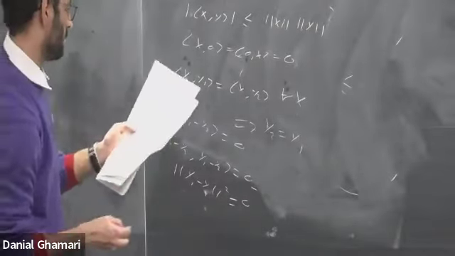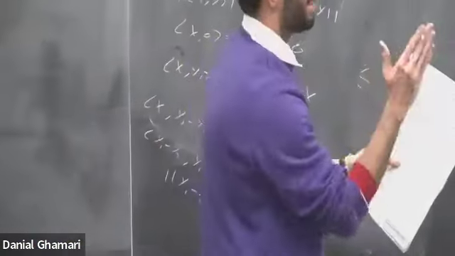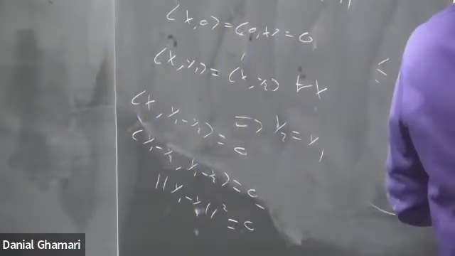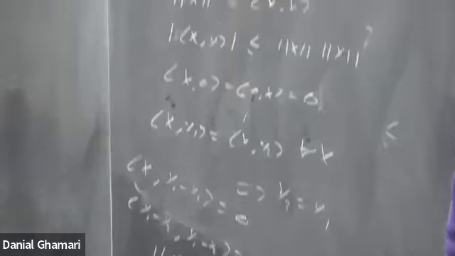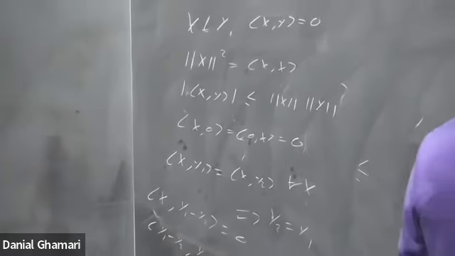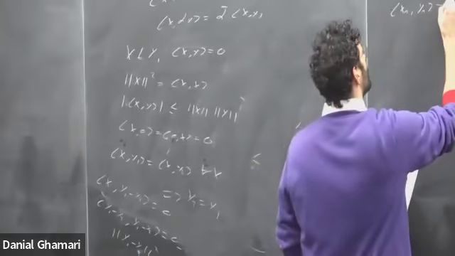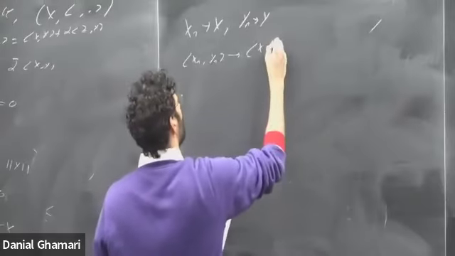But the most important result I want to show is that you can move the limit inside and outside of an inner product. So if you have that xn converges to x and yn converges to y, then you have that xn comma yn converges to x comma y.